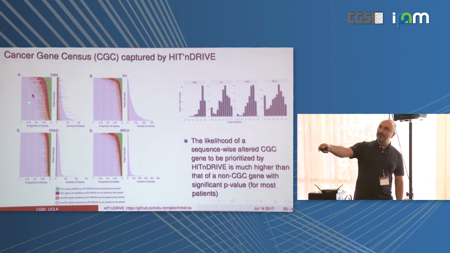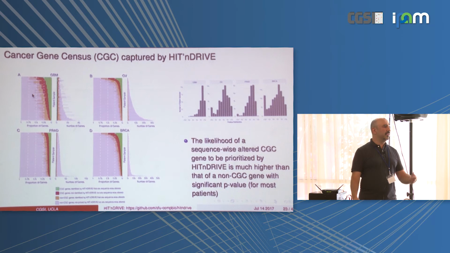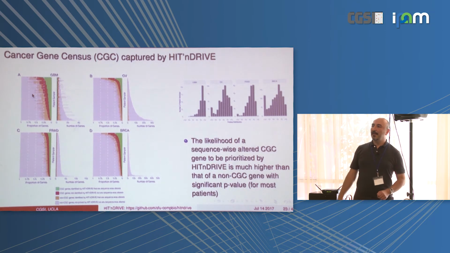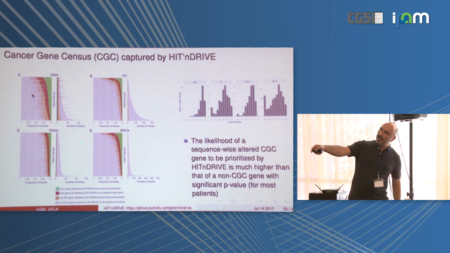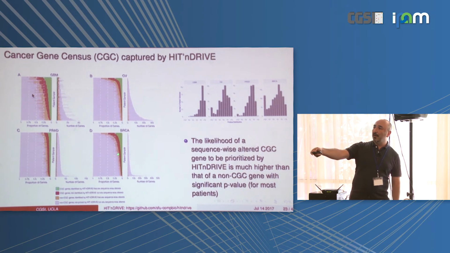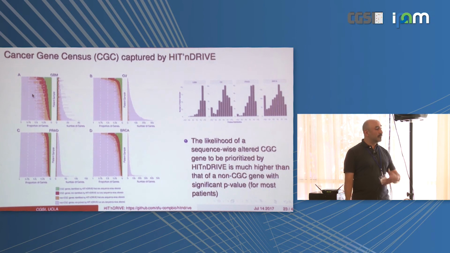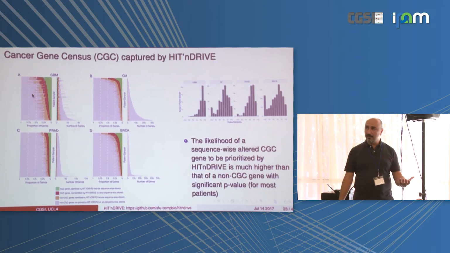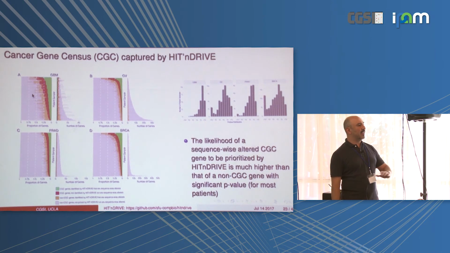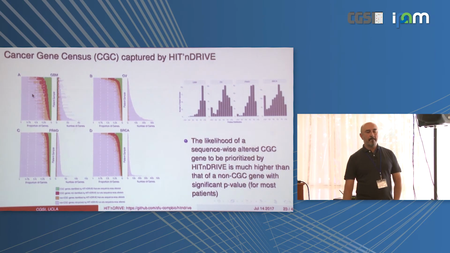You can see that the vast majority of the genes that HIT'nDRIVE identifies are CGC genes, but there are those rare or private potential drivers. And it's especially acute in prostate cancer because our understanding of, for example, breast cancer with respect to driver genes is pretty good, but prostate cancer is relatively poorly understood.